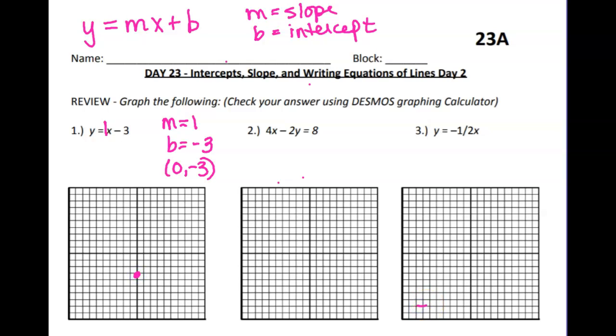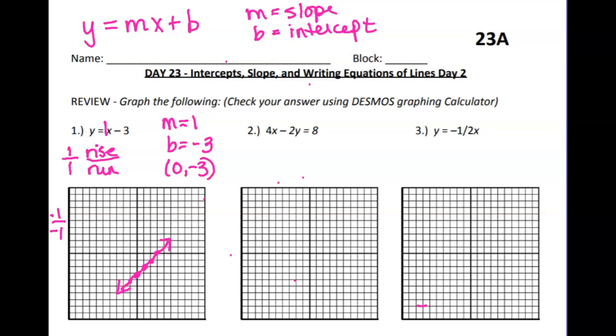And my slope, to get the second point, I like to think of my slope, I always make it a fraction, and then I think of it as the rise over the run. So I'm going to rise positive 1 and then run to the right 1. Okay, and then you can make a few points like that. Or you could have gone down 1, negative 1, and then to the left 1 would work the same way. Okay, once you get a few points, make your line, add your arrows.